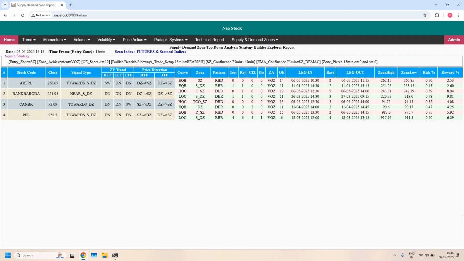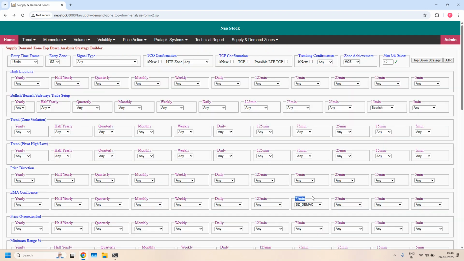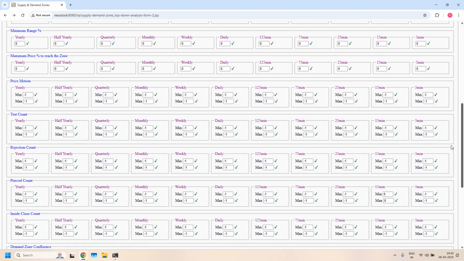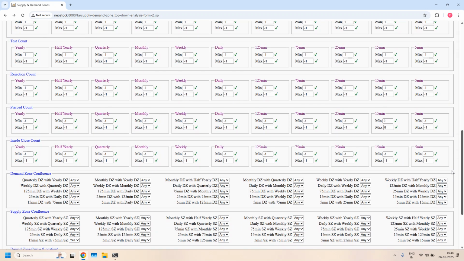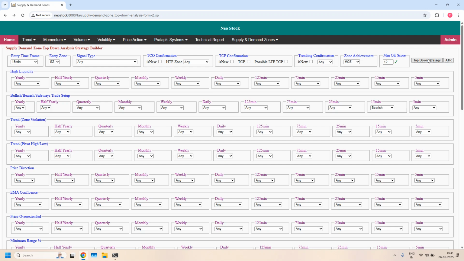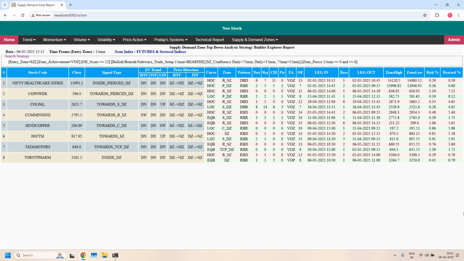Okay, next let us filter based on LTF, ITF and even HTF supply zone confluence supported stocks. So I'm going back, removing EMA filter, ITF specific, this one removed. In the supply zone confluence, 3 filters we have to set. First filter is already enabled. Next 15 minute supply zone with daily supply zone confluence, 75 minutes and daily supply zone confluence. With all the 3 filters, we got 8 stocks.